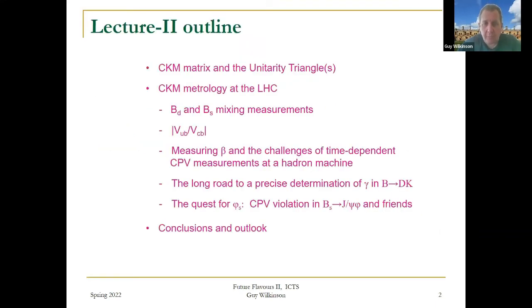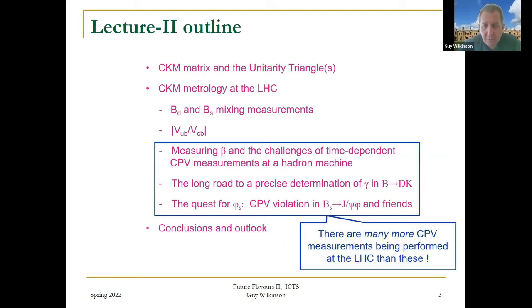So this is my overview. So the last 60% of the lecture will certainly be on CP violation measurements. One thing I think I should emphasize is that this is not an exhaustive list. I've in particular tried to keep the list limited. There's many more CP violation measurements out there, and I encourage you to go and look those up.